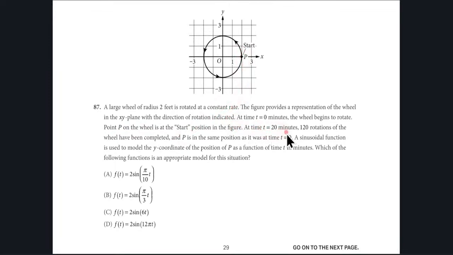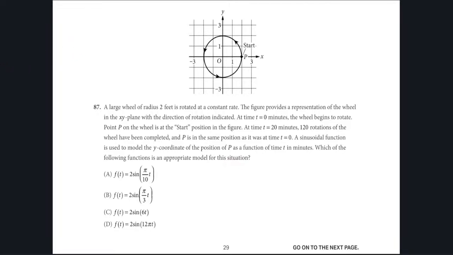At time t equal to 20 minutes, 120 rotation of the wheel would have been completed. Okay, so in a way they are giving us a period, although not directly, but still we can find that. And P is in the same position as it was at t equal to 0. A sinusoidal function is used to model the y coordinate of the position as a function of time, which of the following is an appropriate model.